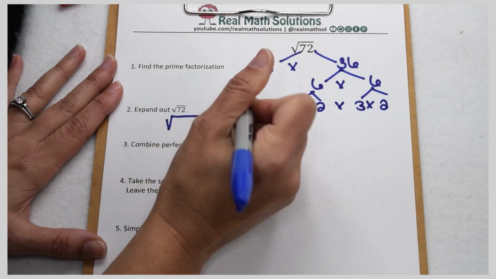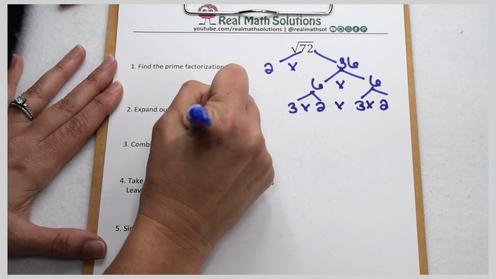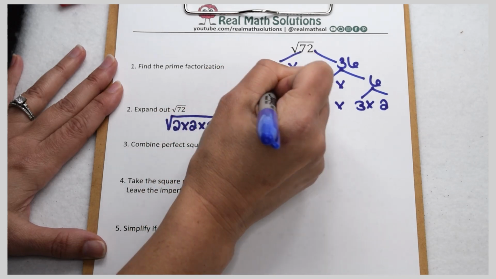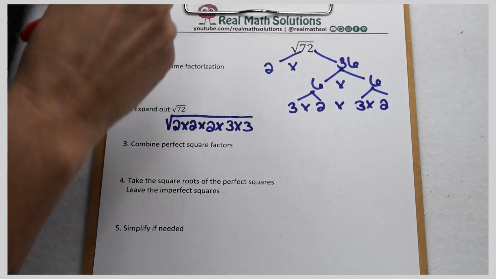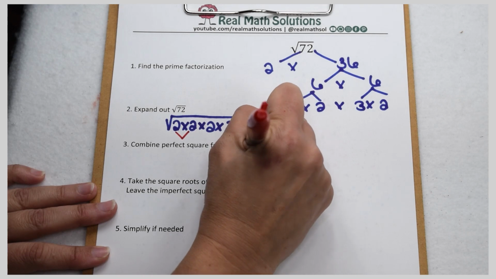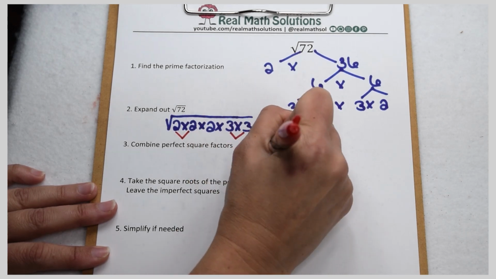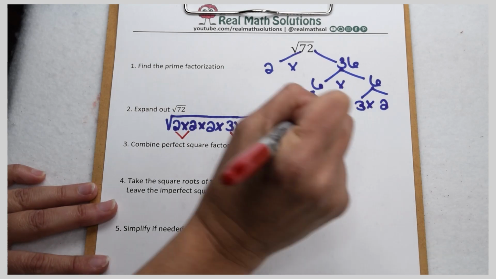So when we expand out our square root of 72, we have 1, 2, 3 2's. So 2 times 2 times 2, and we have 2 3's. So 3 times 3. So now we're going to go through and combine our perfect squares. So 2 times 2 is 4, and then 3 times 3 is 9, but we still have 1 2 left, so it's going to come along still.